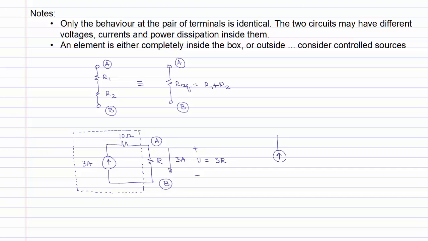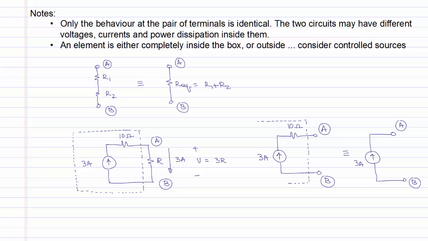Therefore, the circuit inside the box, which is a current source of 3 amperes in series with a 10 ohm resistor, is equivalent to simply a current source alone without the 10 ohm resistor. Although the voltage and current at the terminals A and B is identical between the two circuits, we may have different voltages and currents inside the two circuits, and we will enclose them in a box to indicate what is inside and what is outside the circuit.